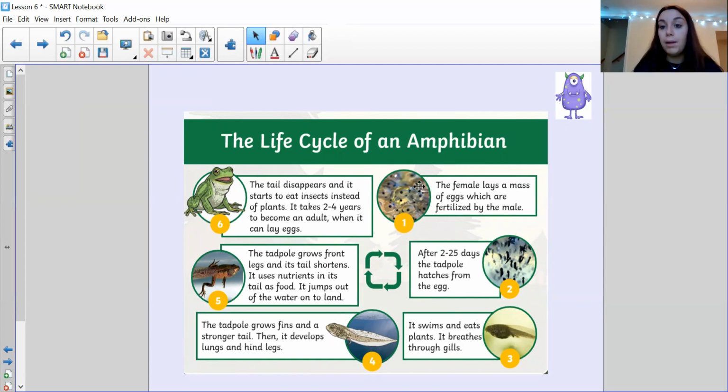So a butterfly had 4 stages: egg, caterpillar, chrysalis, butterfly. An amphibian has eggs, small tadpole, it grows gills, it breathes through its lungs and its hind legs, its tail shortens and it can jump, then it becomes an adult.